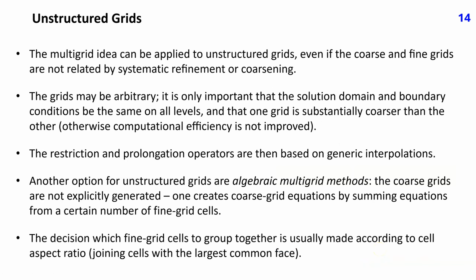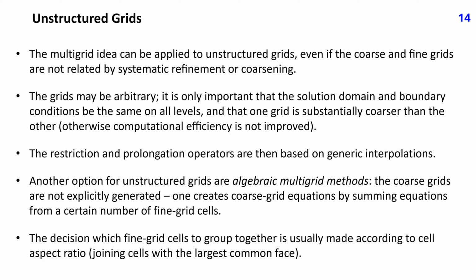The multigrid idea can be applied to unstructured grids, even if the coarse and fine grids are not related by systematic refinement or coarsening. The grids may be arbitrary. It is only important that the solution domain and boundary conditions be the same on all levels, and that one grid is substantially coarser than the other. Otherwise, computational efficiency is not improved. The restriction and prolongation operators are then based on generic interpolations.